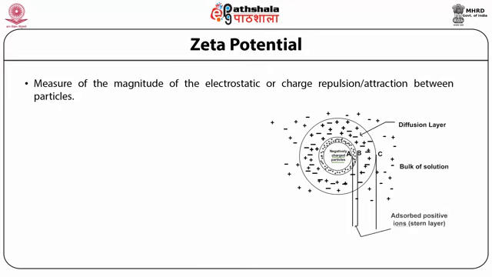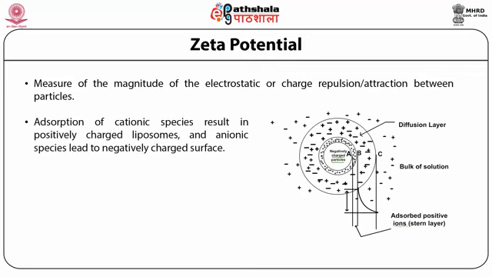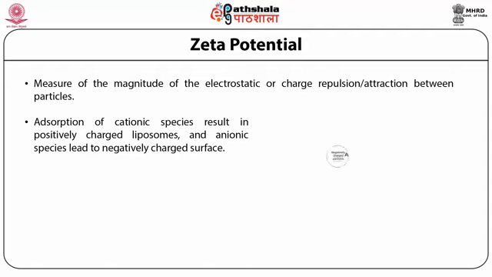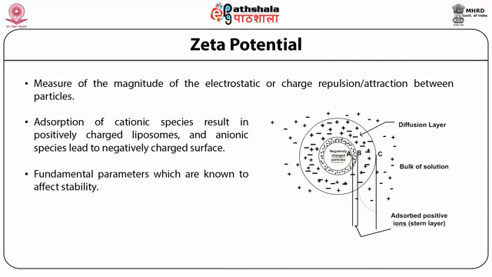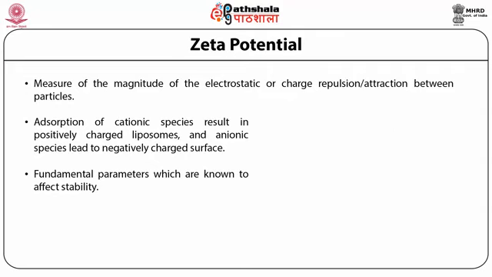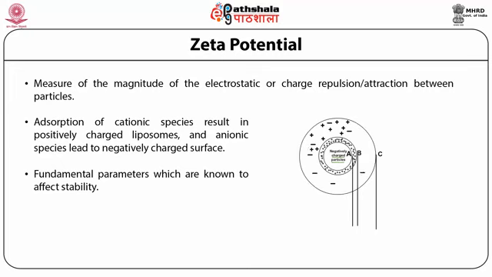Charged species may also get adsorbed onto the surface of liposomes. Adsorption of cationic species results in positively charged liposomes, and anionic species lead to a negatively charged surface. Zeta potential is one of the fundamental parameters which are known to affect stability. It gives an estimate about the extent of the interaction between liposomes. Values of zeta potential help to predict the stability of the liposomal suspension.